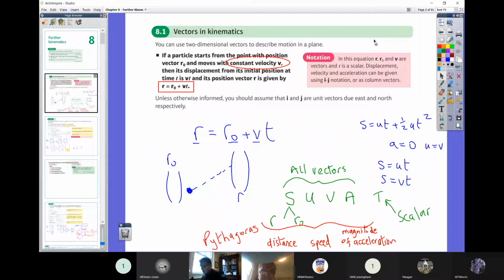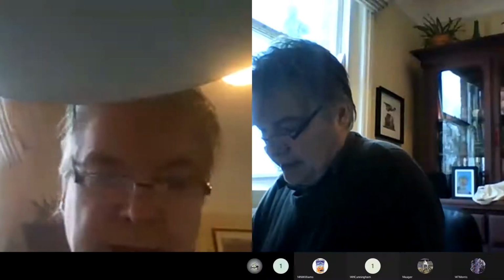If you're just trying to link this in with SUVAT, this is where we've got constant velocity, constant speed. So the acceleration is 0. So from the point of view of just linking it in with your SUVAT knowledge, link it.